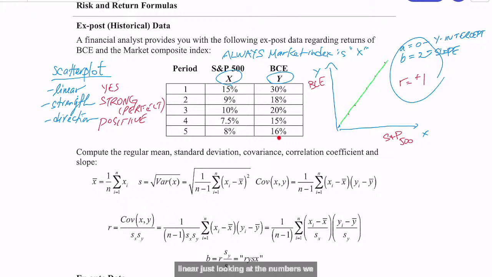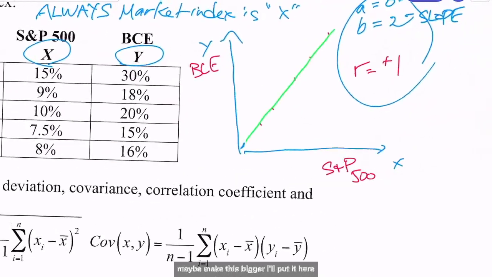Just looking at the numbers, we didn't even have to draw any of this, but I wanted to make the point to you first that the relationship is perfect. Everything falls in a line. The line crosses through 0. And there's a slope. That's what this relationship is. So we interpret for a B. Let me maybe make this bigger. I'll put it here.